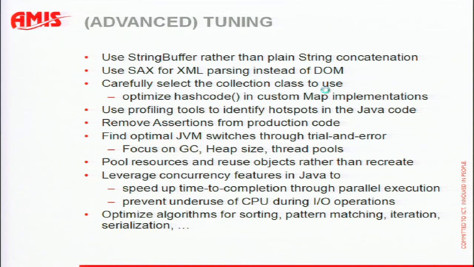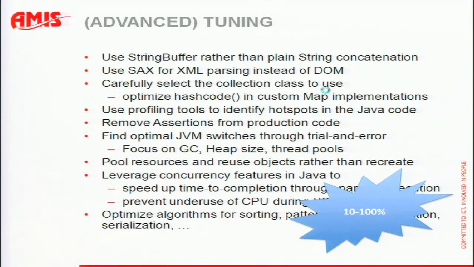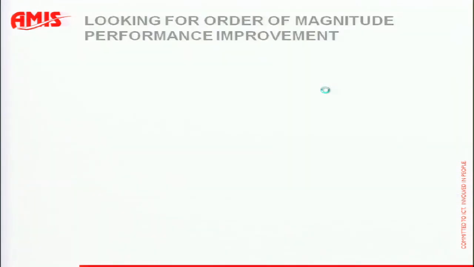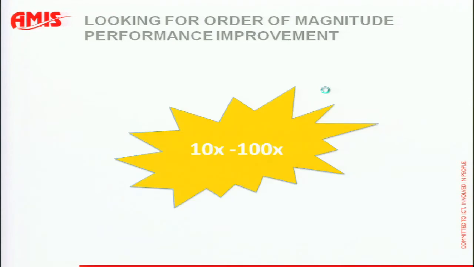So we could be talking about advanced tuning concepts, and this list is definitely not exhaustive, and most of it isn't even that advanced to begin with. Use StringBuffer rather than String. That's something we all learned in one of the first Java classes we are taught. It's not like huge performance gains can be had there. Maybe 10 to 100%. 100% is good, but it's only in the final stages of refinement that it really matters. We're looking for performance improvements of orders of magnitude. So not 10 to 100%, but 10 to 100 times improvement.